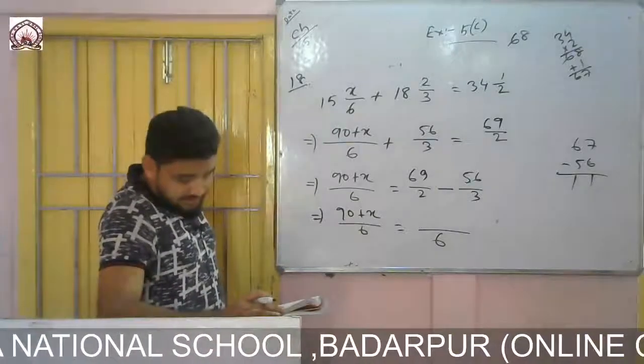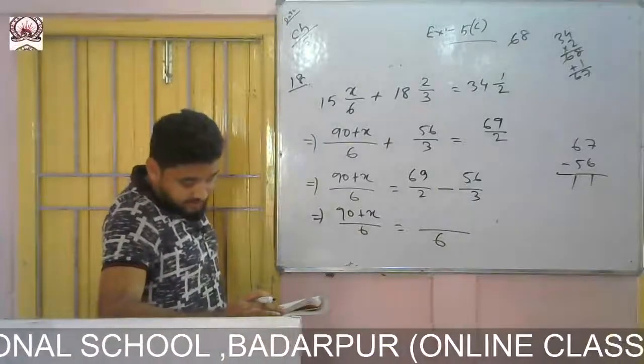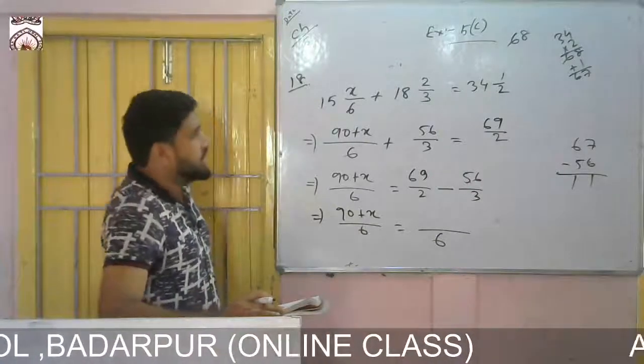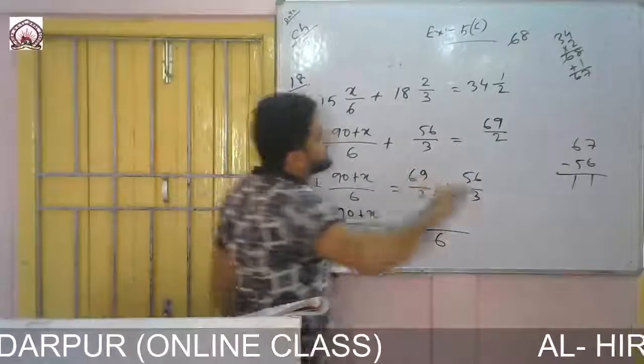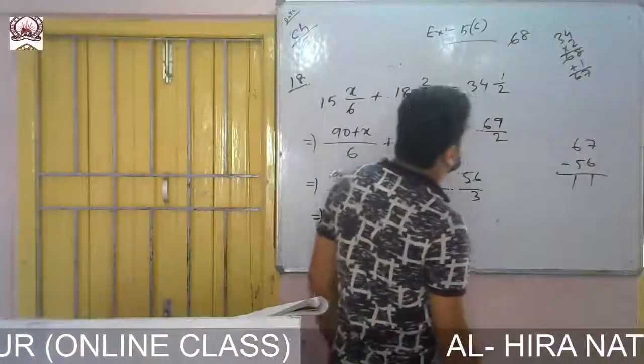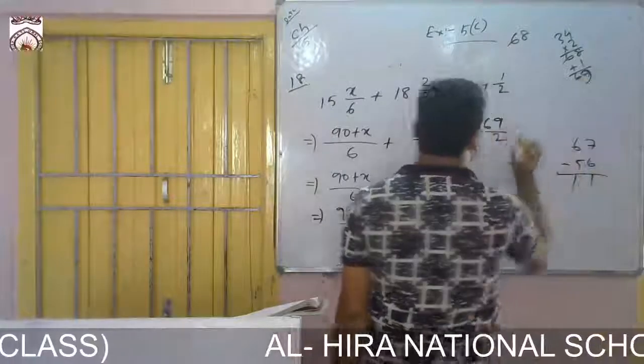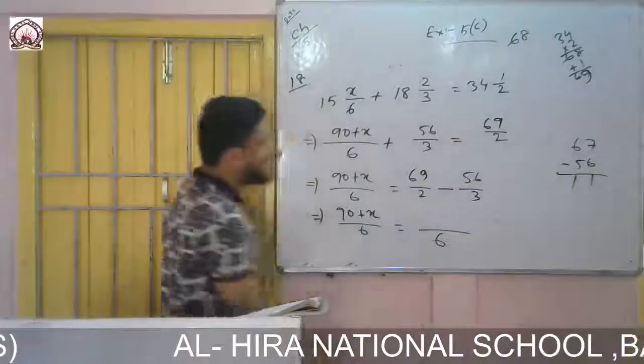Find the value of x. Okay, 15x by 6 plus 18 2 by 3. Yes, here 69 I have corrected here. 69. Okay.